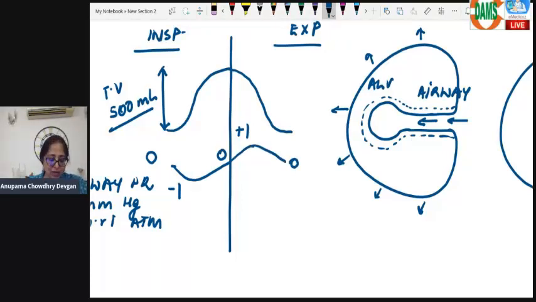Now, we've discussed pleural pressure and airway pressure separately, but both the pressures are acting at the same time. So we have to study both of them together simultaneously. So what happens to the pleural pressure? Pleural pressure is minus 2.5 millimeters of mercury with respect to atmosphere.